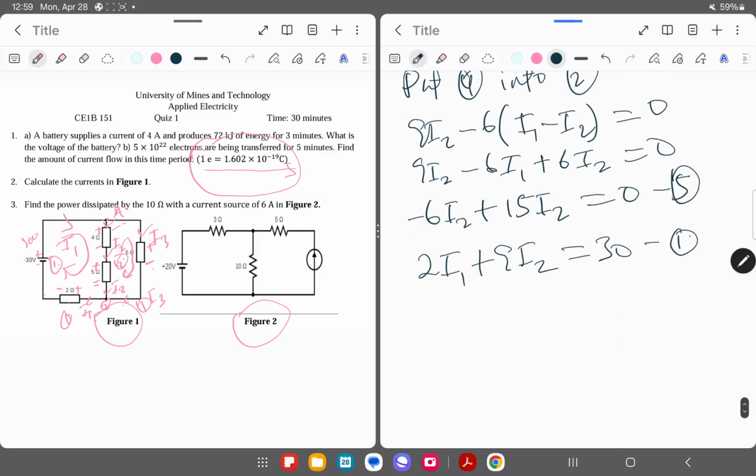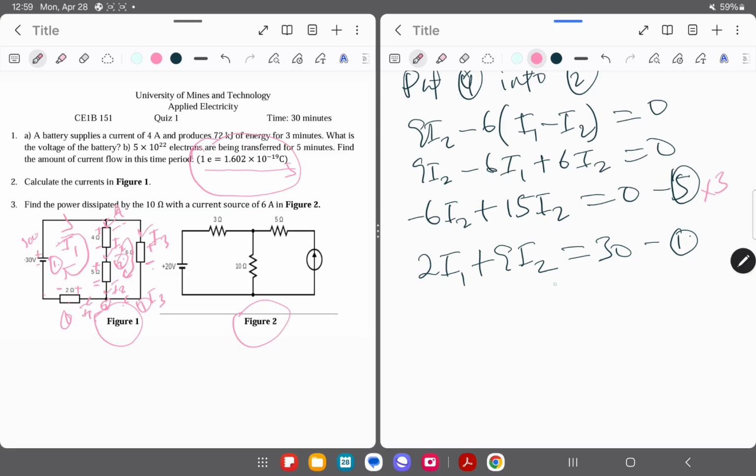You can see that I can solve for I1 and I2 by using either the substitution or elimination method. Okay, I think it will be easier to use the elimination method, so let me go for the elimination method. In using the elimination method, I'm going to multiply equation 5 here by 3.